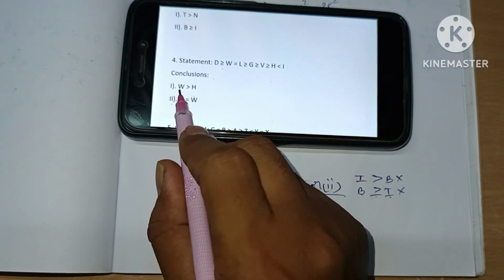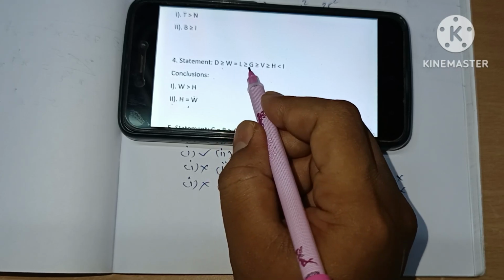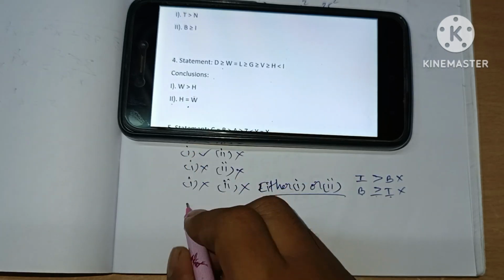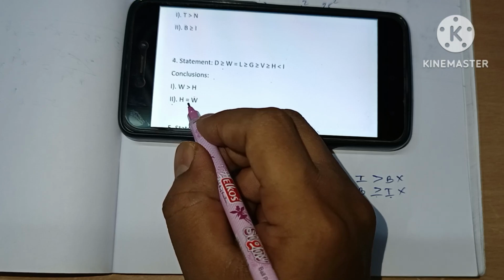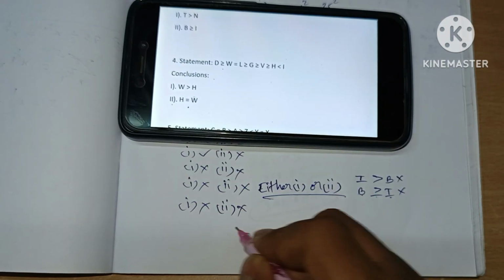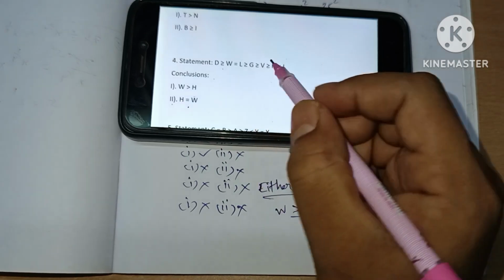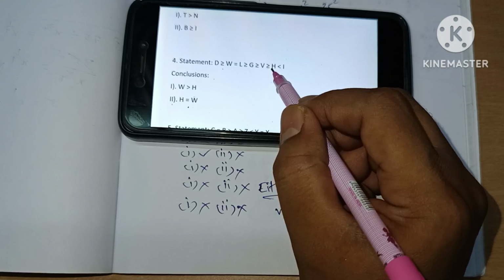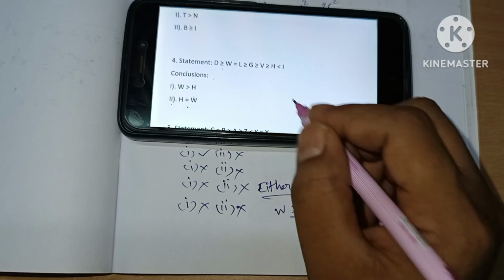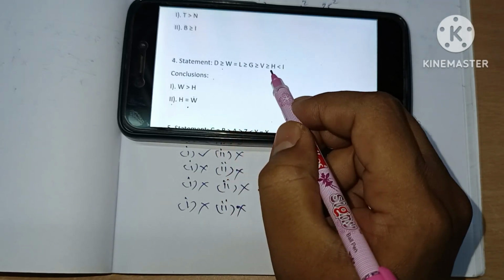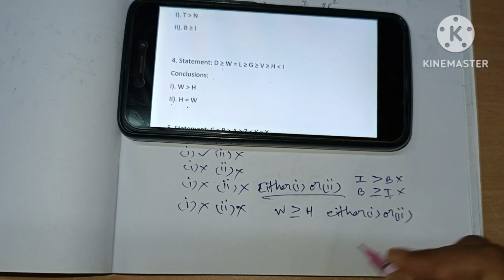Fourth question, the flow from W to H. From W we can reach up to H, but everywhere there is equal to also, but here there is no equal to. So the first conclusion will be false. In the second conclusion, it's saying that equal to between H and W. Individually this case also fails, but combining these two we have W greater than or equals to H, and we have the same flow, W to H, and there is equal to also. So by combining these two symbols we got the same flow which is given in our question. So it is an either-or case, either 1 or 2 is the answer for this question.